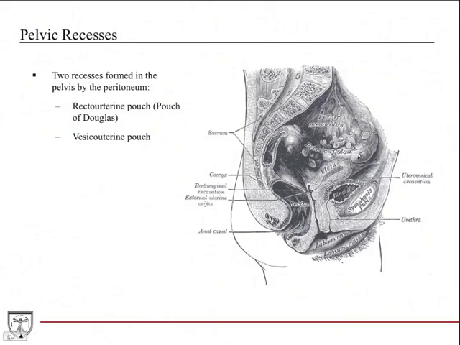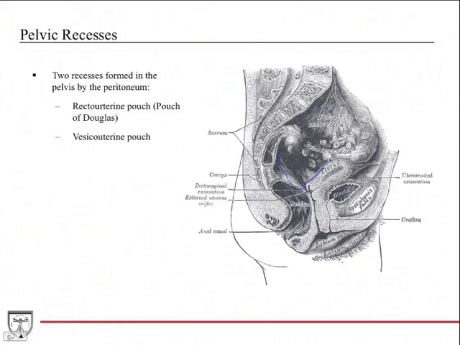There's also 2 pelvic recesses that we want to talk about that are in relation to the female reproductive tract, because they both hold some clinical significance. These are formed by the peritoneum within the pelvis, and they're in the most inferior aspect of the peritoneum. So they're really these folds that fold around organs. And the first one is the rectouterine pouch, which is in this area here.